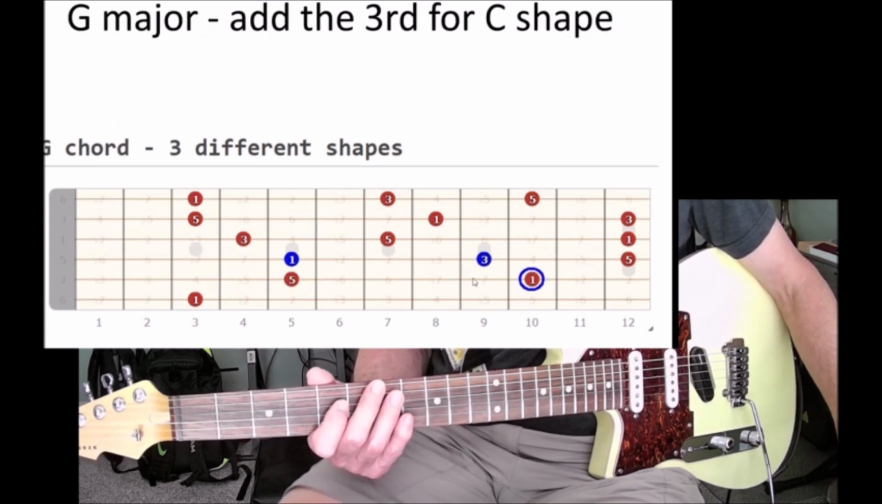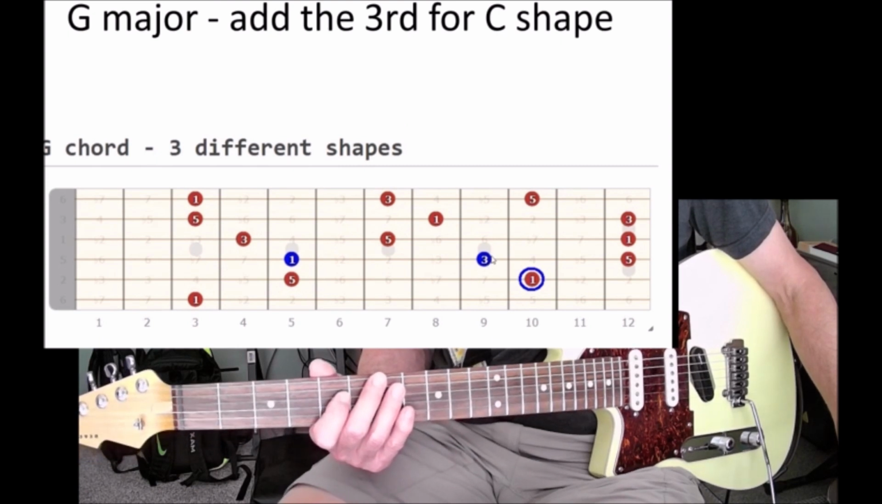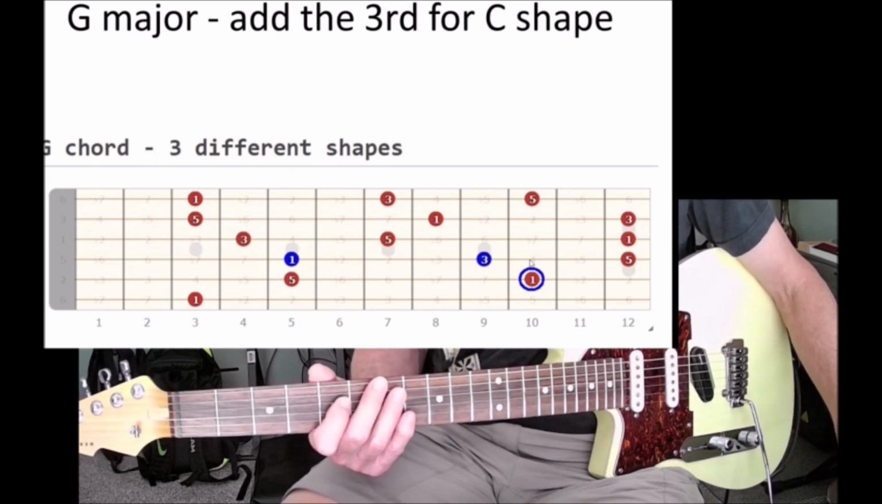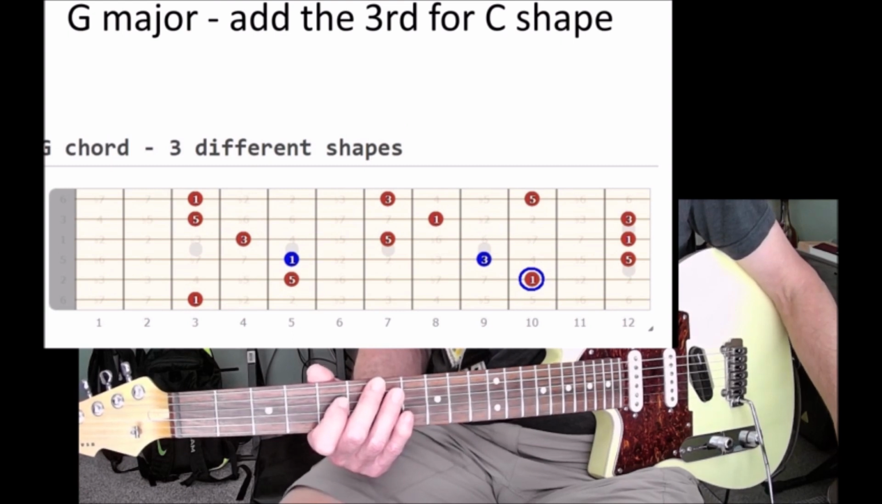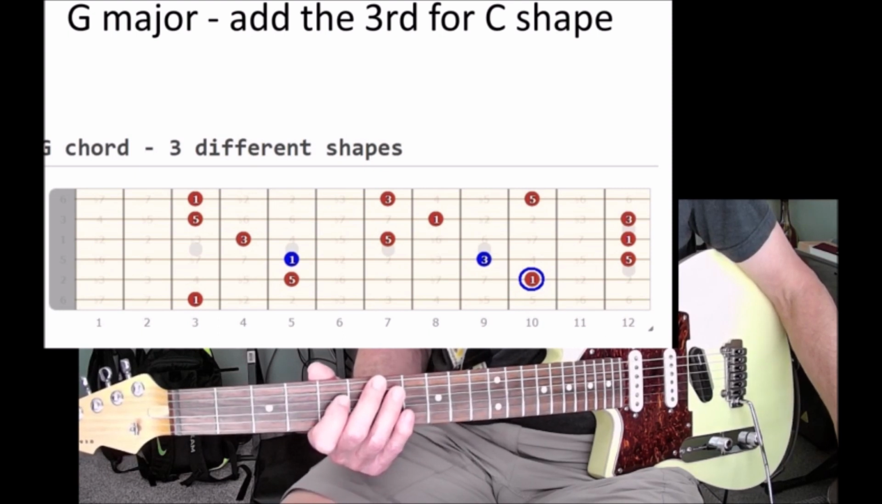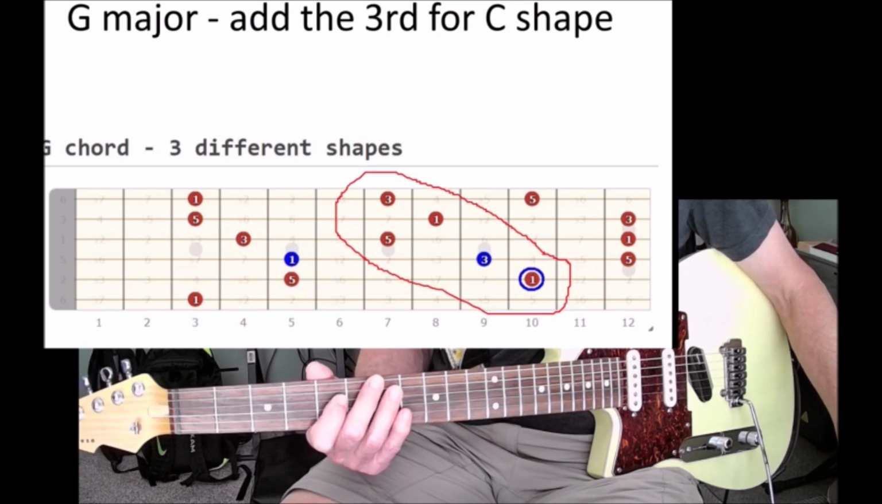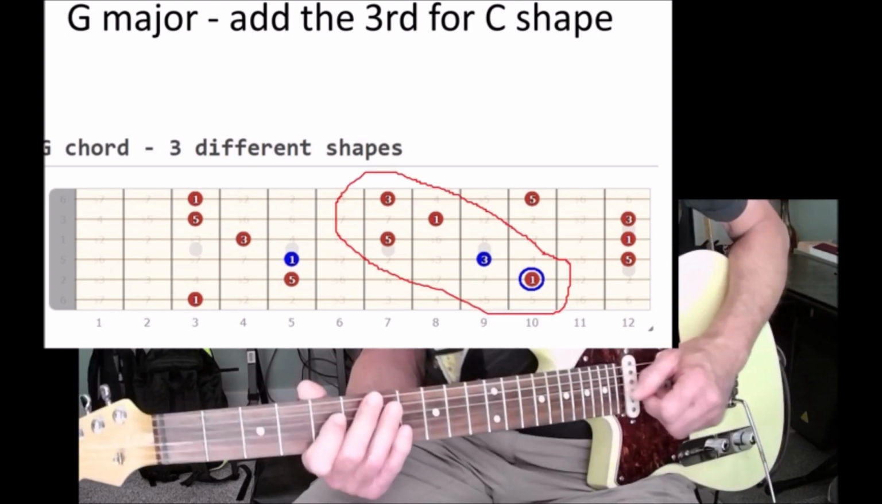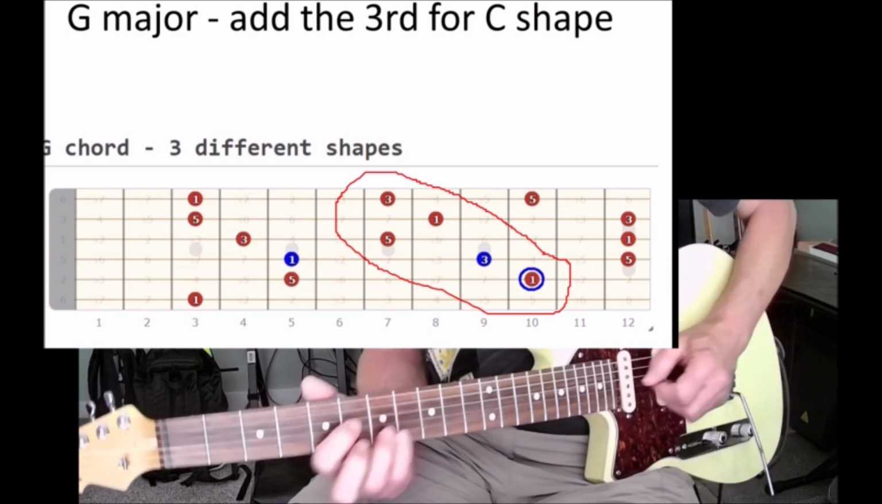Okay, so we've got the same slide here, but look what I did. I added a 3 here, and then I circled this 1 because, let's just do it, let's draw this. Here is a C chord, or a C shape. It's not a C chord, it's a G chord, but it's with a C shape.